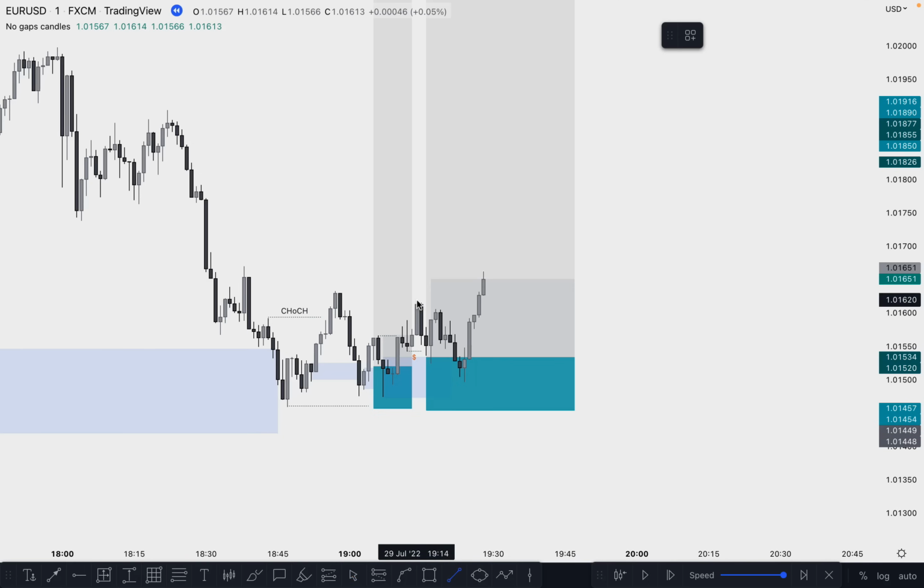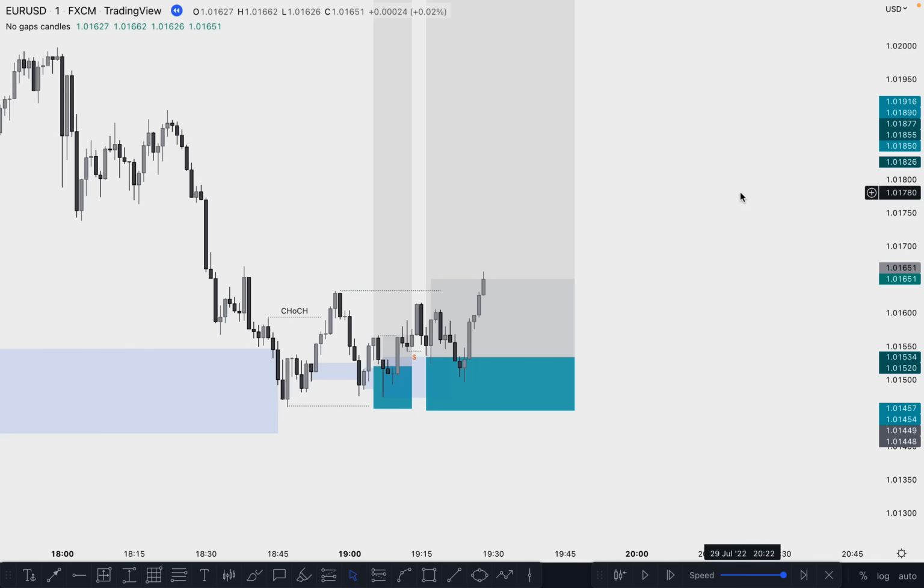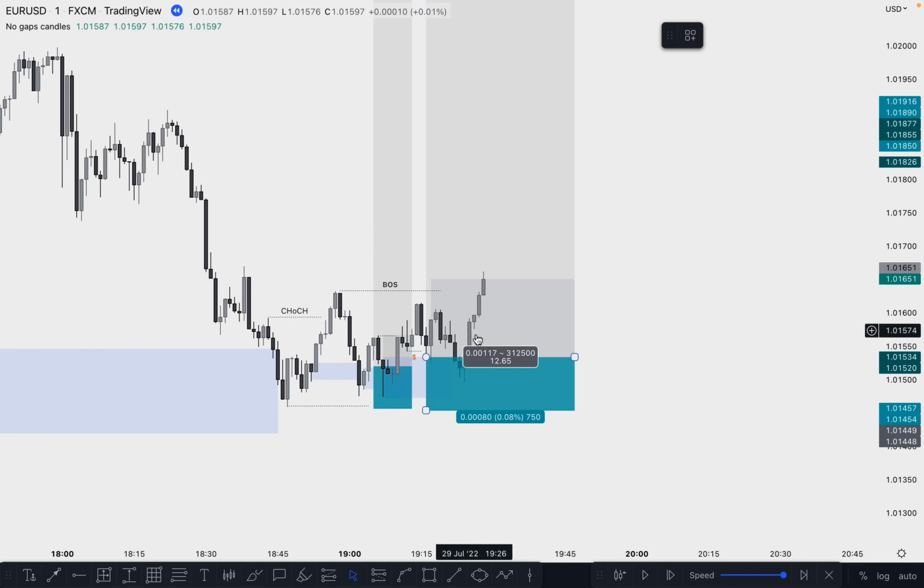Okay, so market breaks this structure here, and these are all internal structure. Remember, these are all internal structure, and the BOS is here. Okay, and this becomes our break of structure, because between this high and this low, these are all internal structure. Correct. And now you have to wait for the confirmation like this.